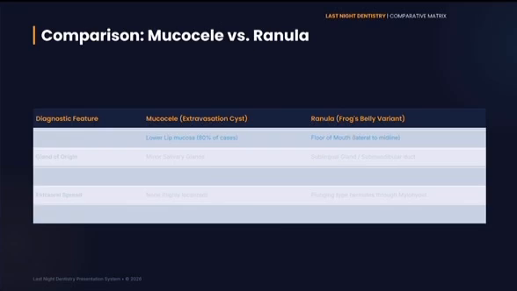So, here is a quick comparison table that is very important for exams. Mucocele is commonly on the lower lip, small in size, from minor salivary glands. While on the other hand, ranula is in the floor of mouth, larger, from sublingual gland, and can be plunging type. Always remember the table: mucocele equals lip, while ranula equals floor of the mouth.